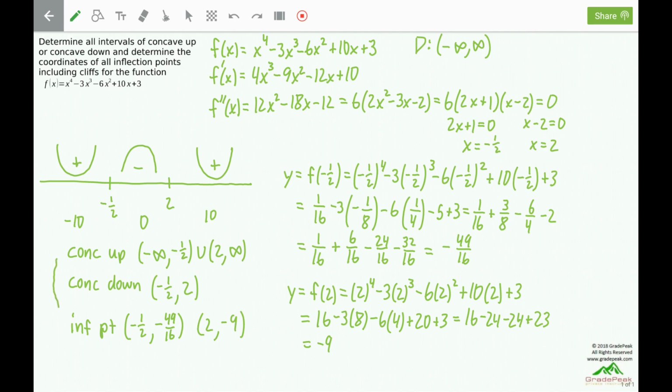We have 2 intervals of concave up, 1 interval of concave down, and 2 inflection points, one occurring at negative 1/2 comma negative 49 over 16, and the other one occurring at positive 2 comma negative 9.